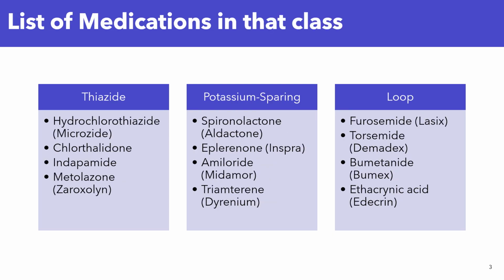Let's look at some common medications in each class. So common thiazides are hydrochlorothiazide, chlorthalidone, indapamide, and metolazone. Potassium-sparing diuretics are spironolactone, eplerenone, amiloride, and triamterene. And for loop diuretics, we have furosemide, torsemide, bumetanide, and ethacrenic acid.